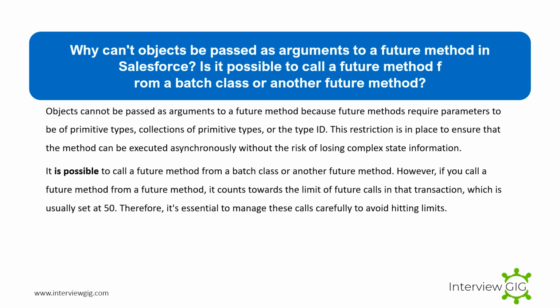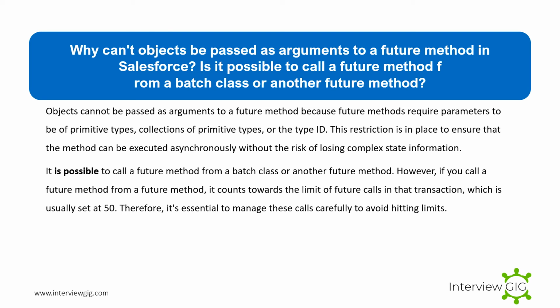Why can't objects be passed as arguments to a future method in Salesforce? Is it possible to call a future method from a batch class or another future method? Objects cannot be passed as arguments to a future method because future methods require parameters to be of primitive types, collections of primitive types, or the type ID. This restriction is in place to ensure that the method can be executed asynchronously without the risk of losing complex state information. It is possible to call a future method from a batch class or another future method.